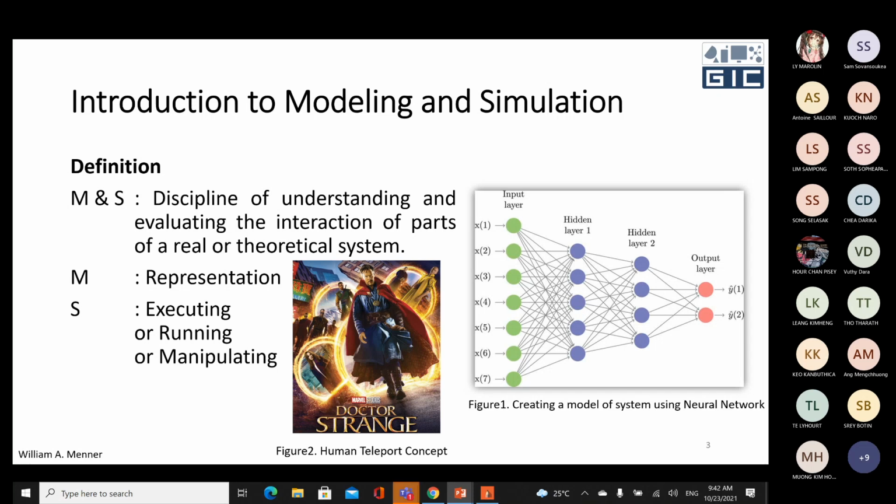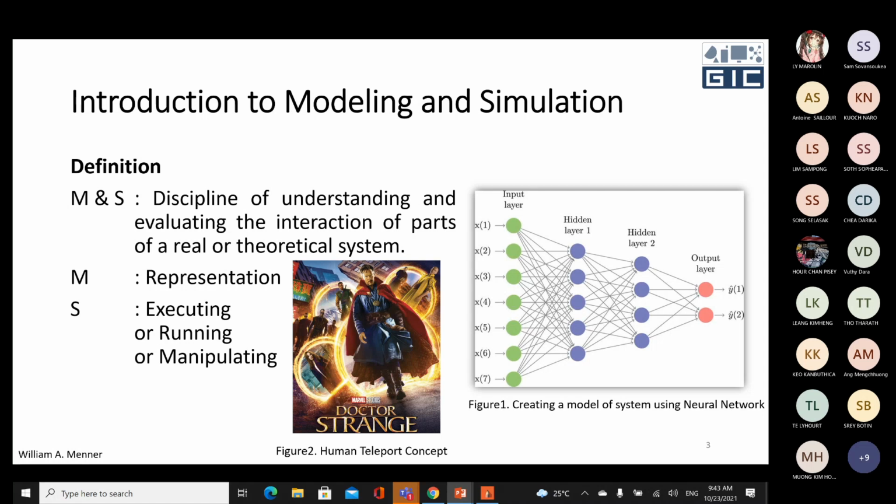But if you imagine something that does not really happen in the real world, but you can see in a movie, for example Doctor Strange, they can teleport in space. Can you imagine that? How can they move from one place to another place? If I ask you to model the system, how can you model it from the start? Okay, I have the input and I have the system. The input is a human, and the output is the human in another place. For your system, you have to teleport the human.